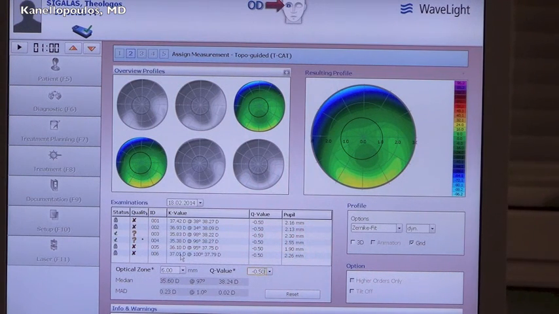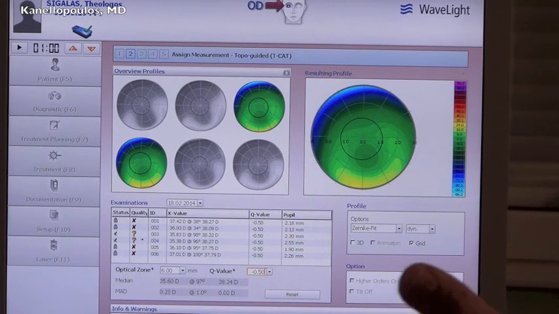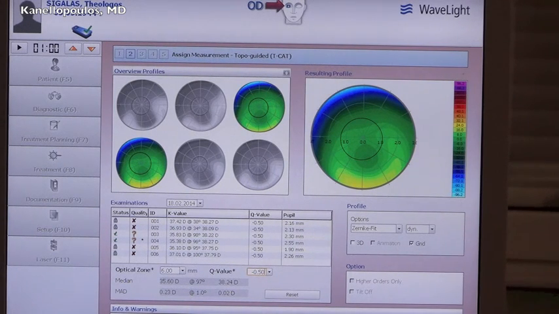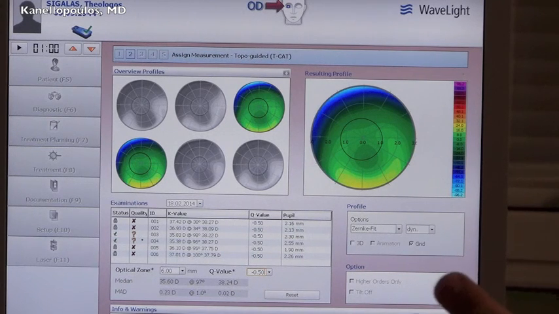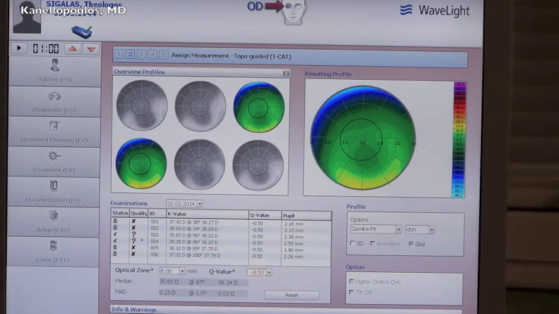Alright, so we have just two good topographies for the reason that Dr. Waring mentioned. A lot of them had eyelids in them. So the device already has done most of the job for us. It tells us these two are the topographies that are good enough to be used.